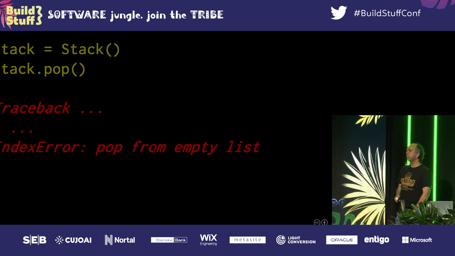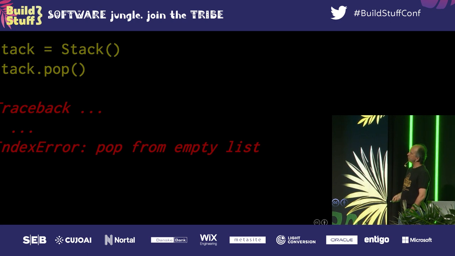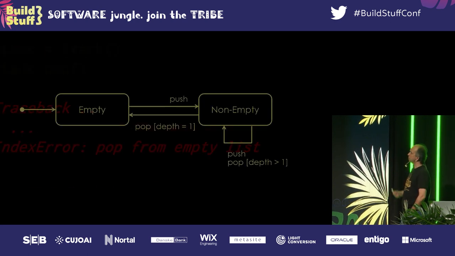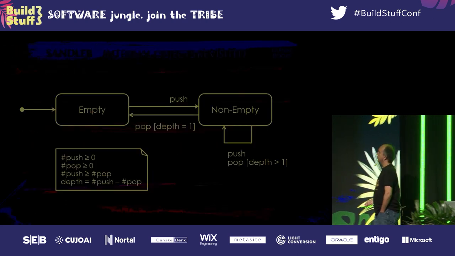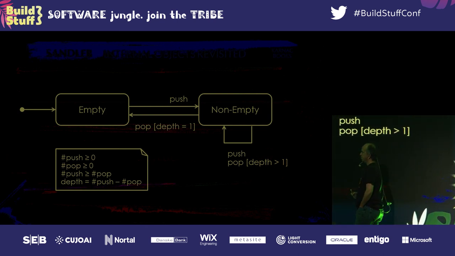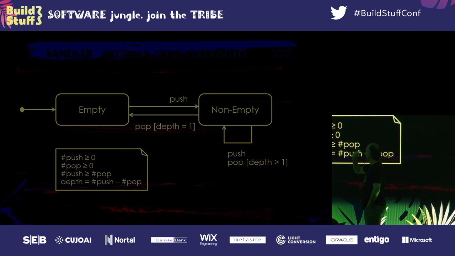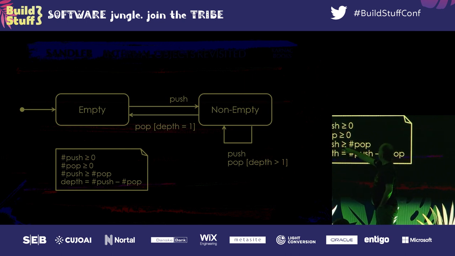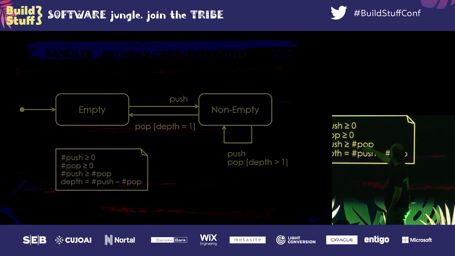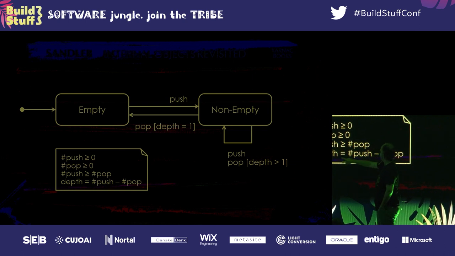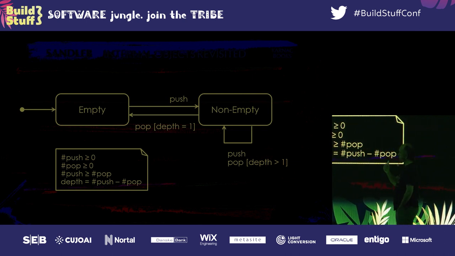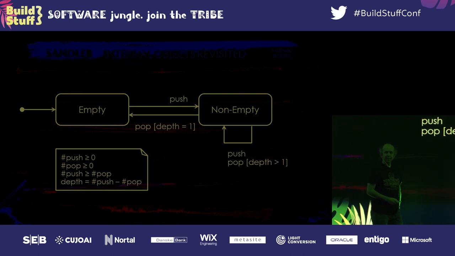But we have a problem now, because strictly, this is an incorrect interpretation of our specification. Because now I've popped. So pop is now greater than zero. It is one. And the number of pushes must always be greater than or equal to the number of pops. That's false, because we've not pushed. And the depth is zero minus one. So the depth is minus one. Damn, this doesn't work.